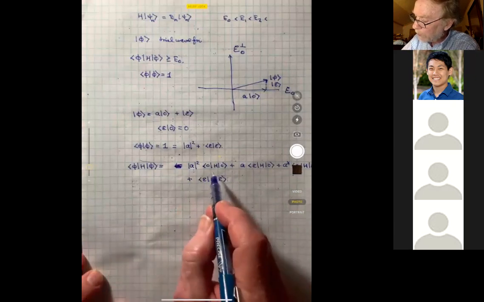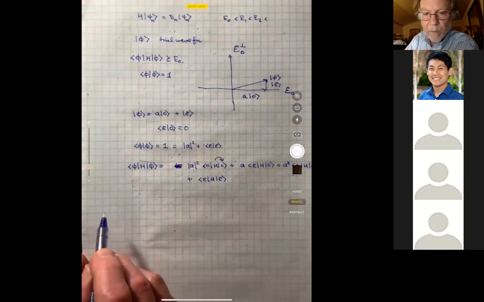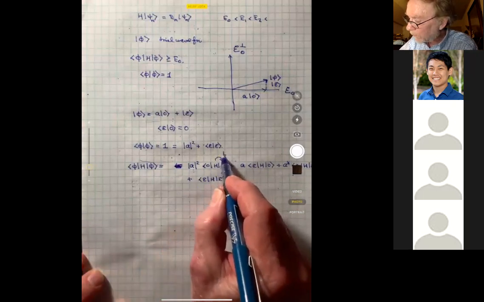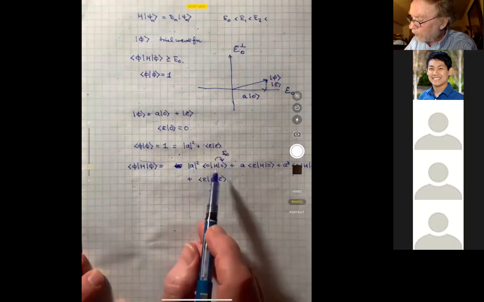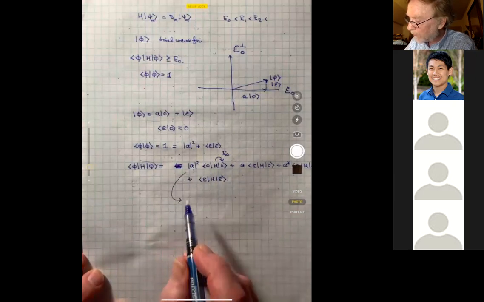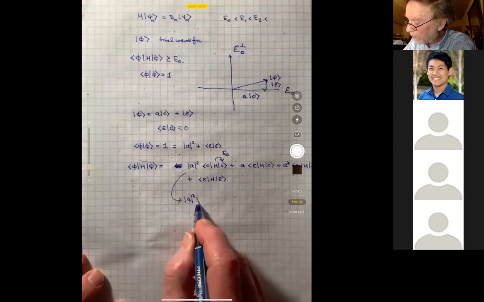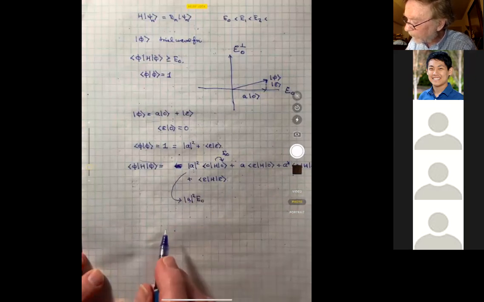Now, as far as the first term is concerned, the 0h0, the h acts on the eigenstate of itself, 0, and brings out the energy E0. And what's left over is the scalar product of 0 with itself, which is normalized. Since that's normalized, that just gives you 1. So this first term is the absolute value of a squared times E0.